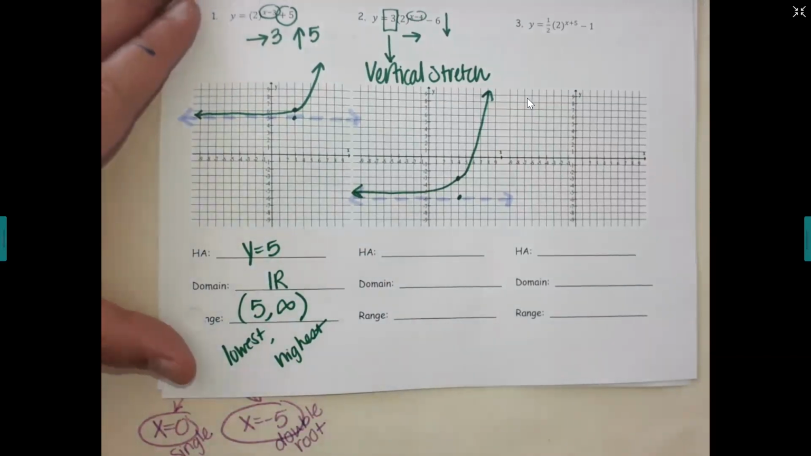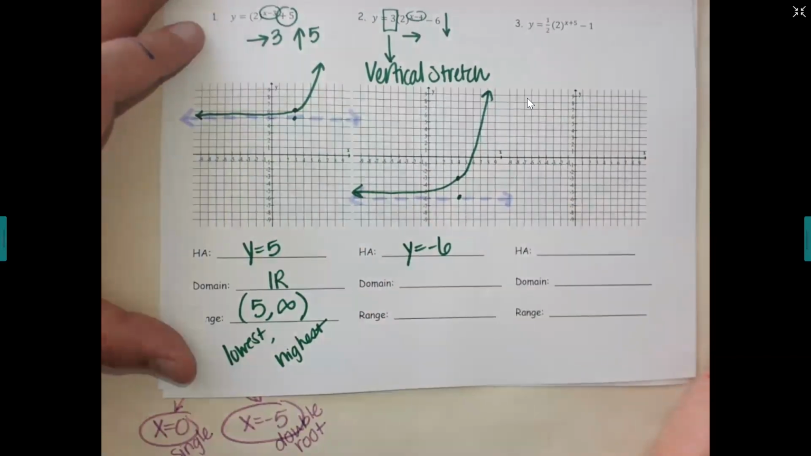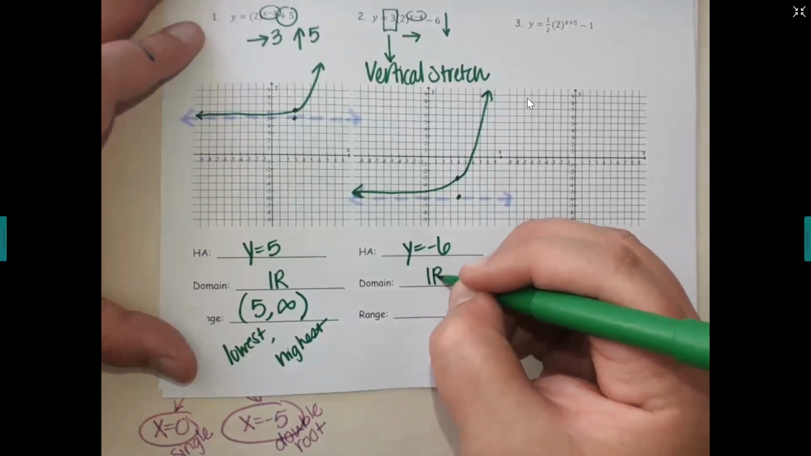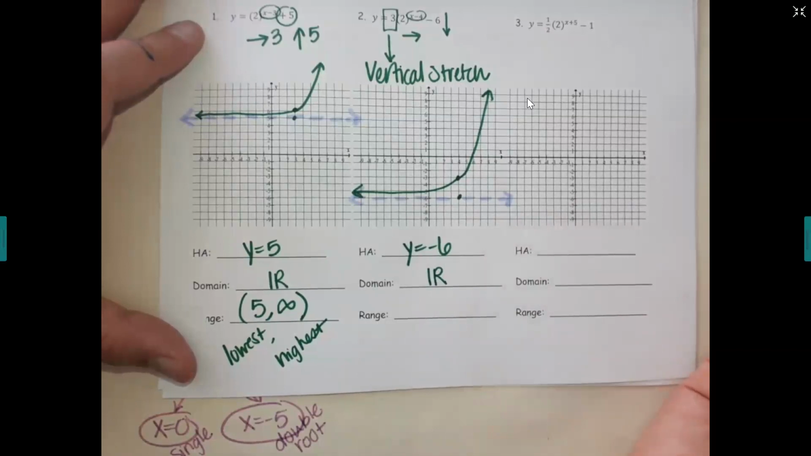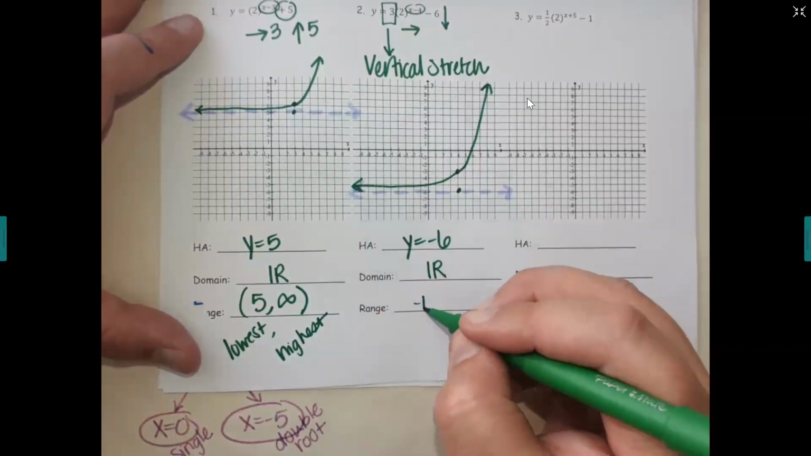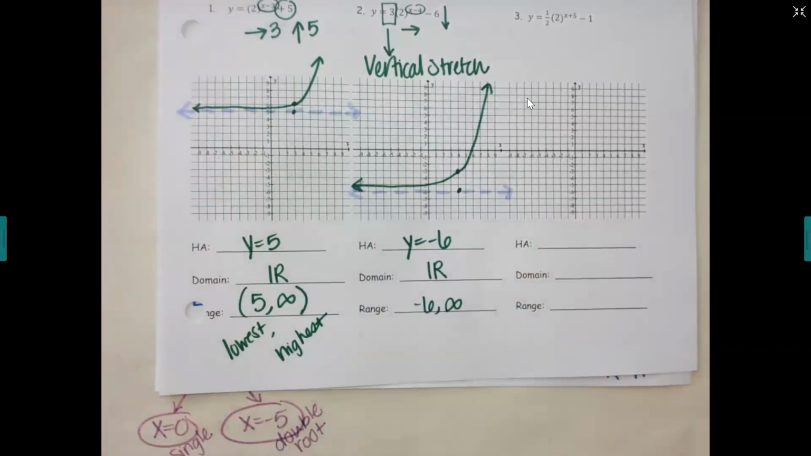What would your horizontal asymptote be? Y equals what? -6. What's your domain? Oh, all numbers. All real numbers. And then remember, range is still lowest to highest. What's the lowest this graph can go to? -6. Highest is infinity, but both of those I can't actually get to, so I'll use parentheses, not brackets. Domain is always gonna be all of them? For domain, yes. Yes. Okay, one more like that.